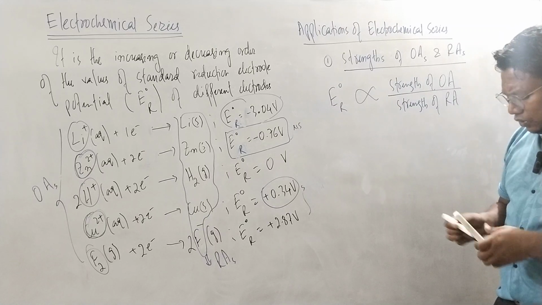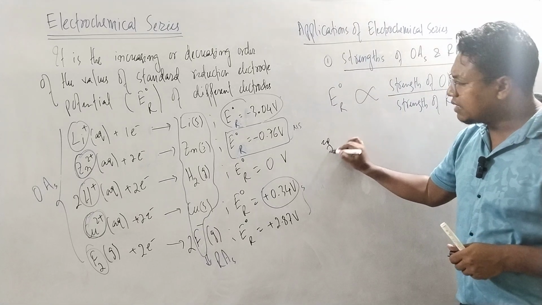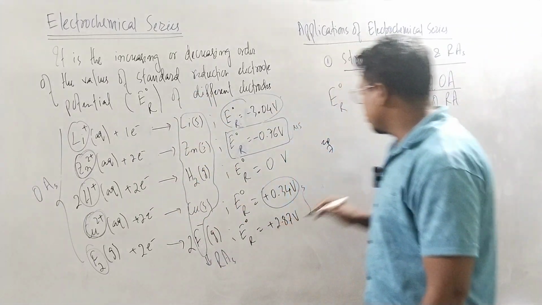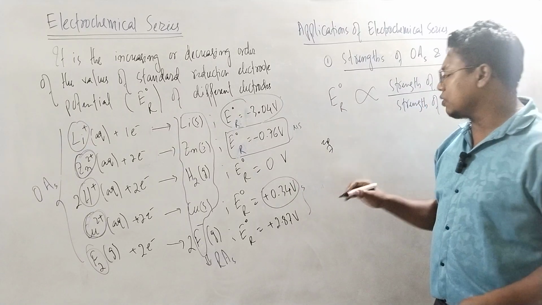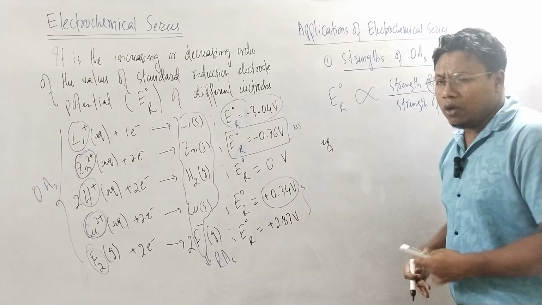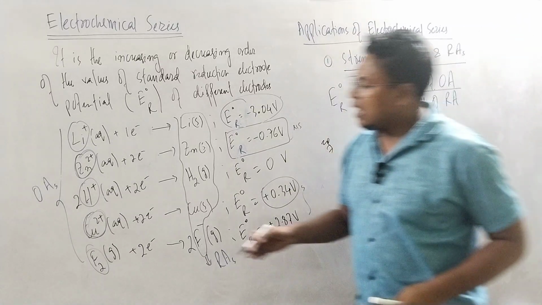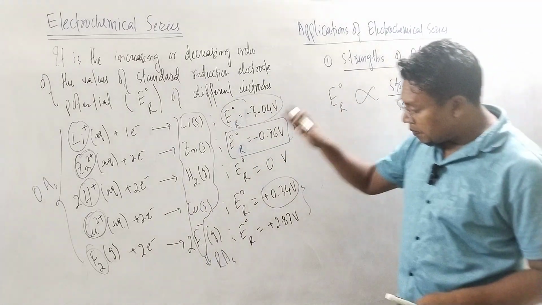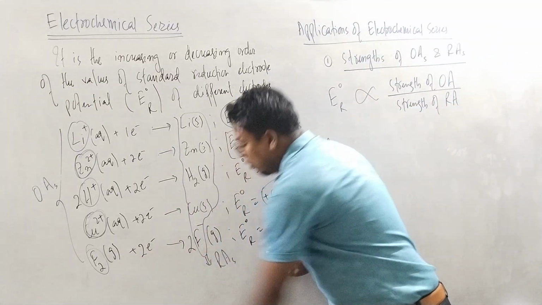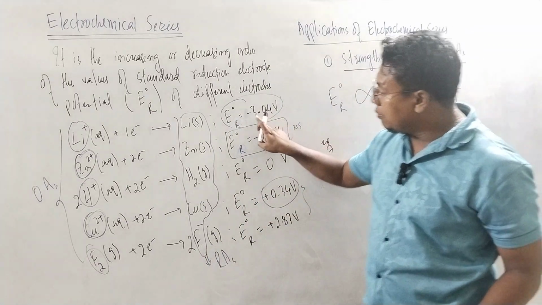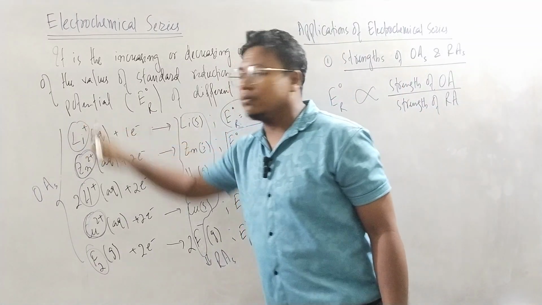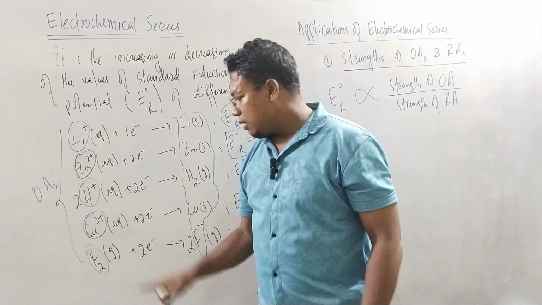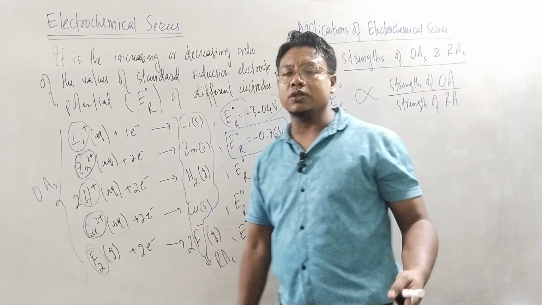So in this case, let me give the example. In this given electrochemical series, for the order of strength of oxidizing agent, I can write this, because E_R naught value is maximum in case of fluorine, while E_R naught value is minimum with negative sign for lithium plus. So lithium plus is the weakest oxidizing agent, while F2 gas is the strongest oxidizing agent.